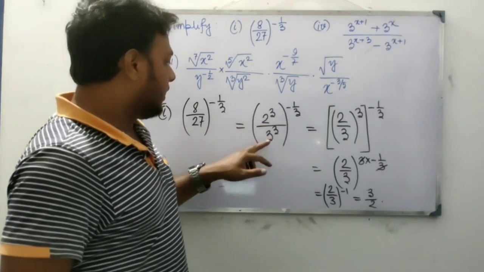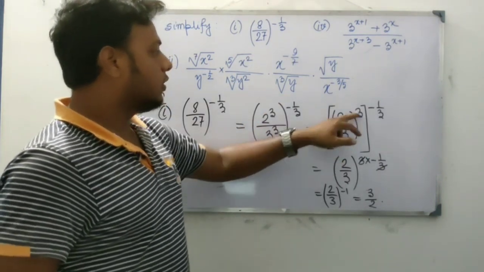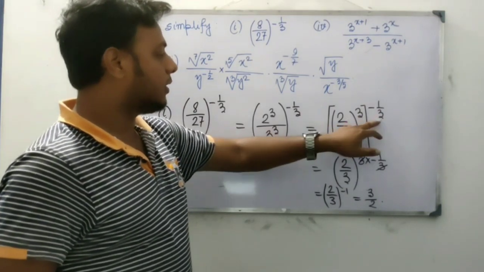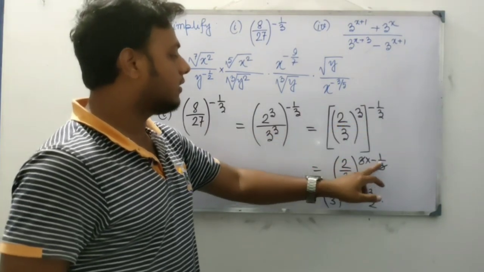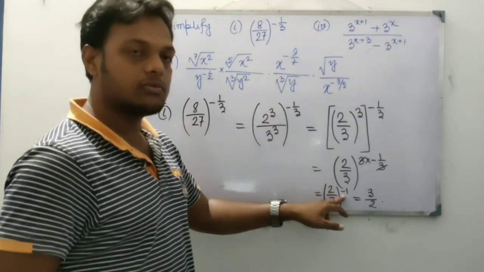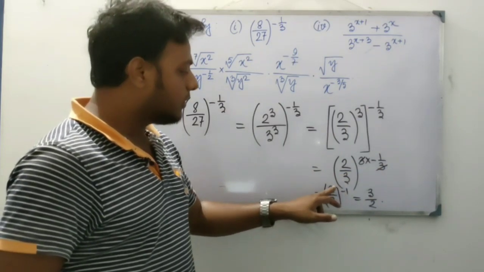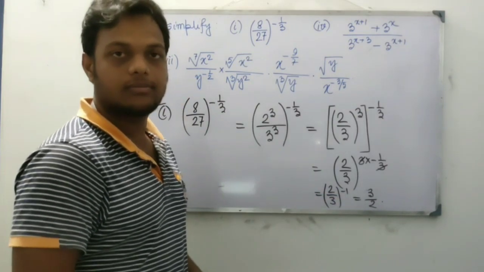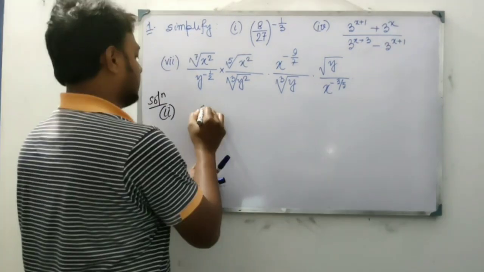2 cube by 3 cube can be written as (2/3) whole cube by the law of indices. After that we know that we have to multiply the powers. So we have multiplied, 3 cancelled and minus 1 is there, so (2/3) to the minus 1. So (2/3) to the minus 1 means the inverse of 2/3. The inverse of 2/3 is 3/2. This completes the solution. Understood? Next.